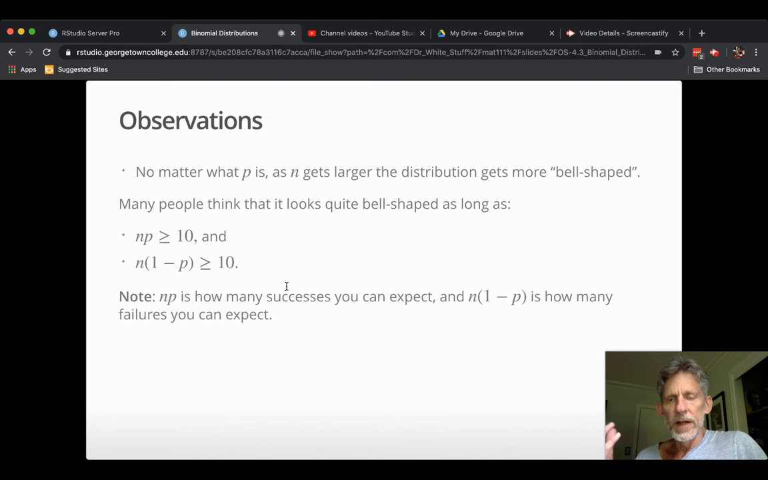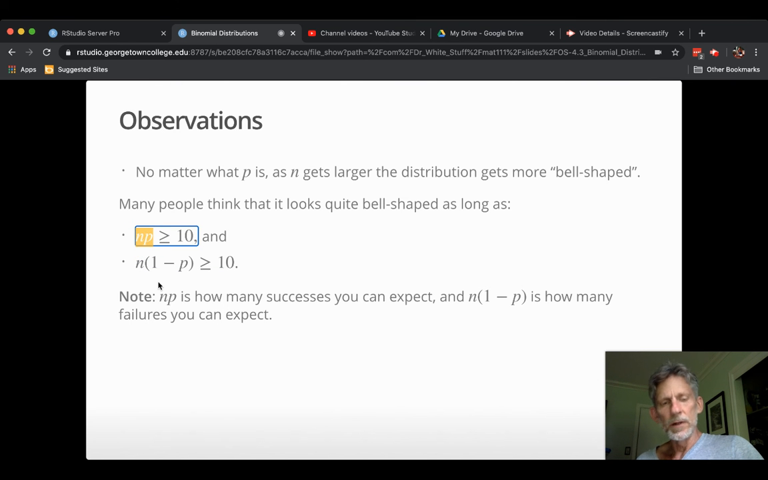The fact is that no matter what p is, as n gets larger, the distribution gets more bell-shaped, more like the normal curve. A lot of people think that it's going to look pretty bell-shaped as long as n times p is at least 10 and n times 1 minus p is at least 10. That's what most people do when they are looking at these curves. The times the binomial looks normal to them are when both of these things happen.